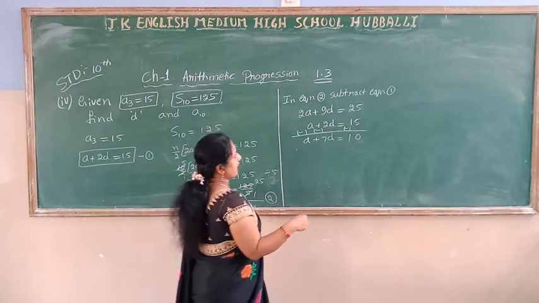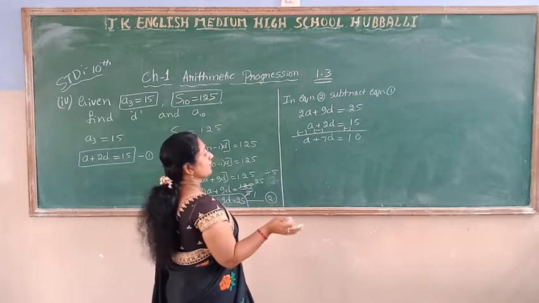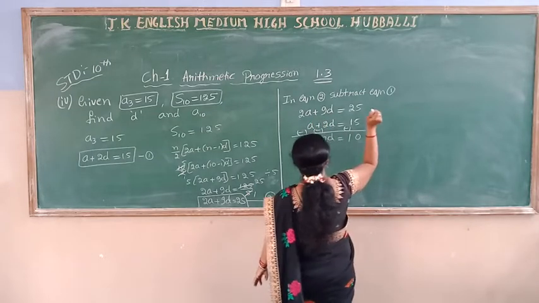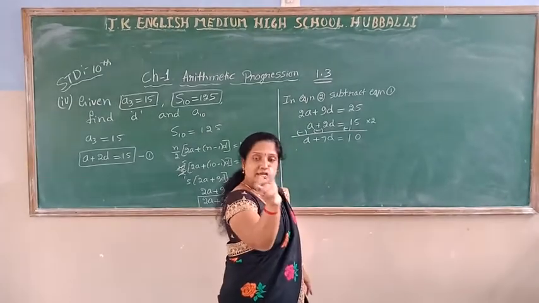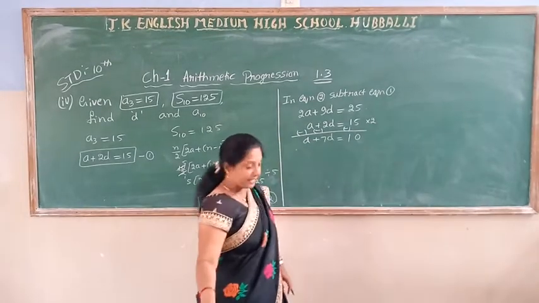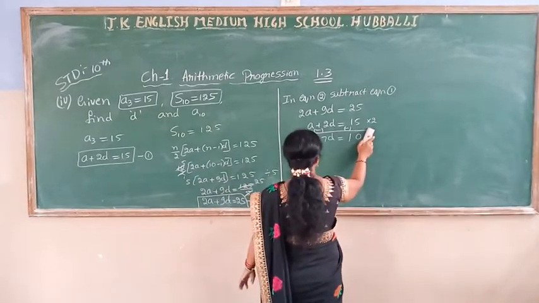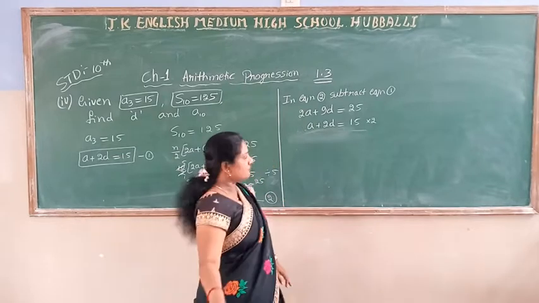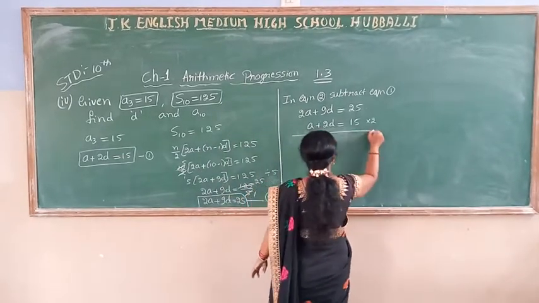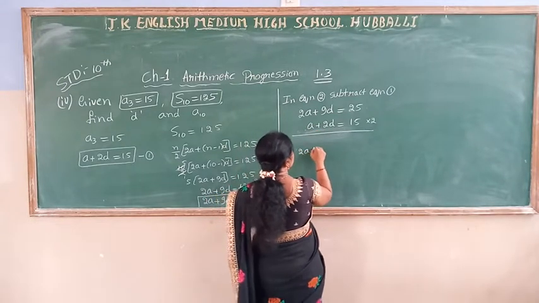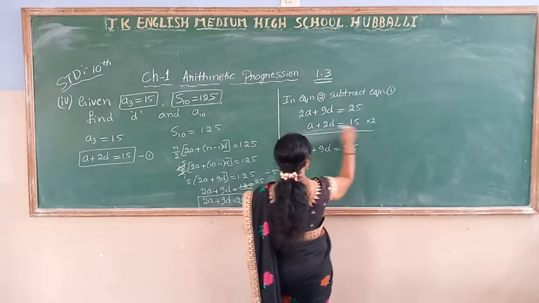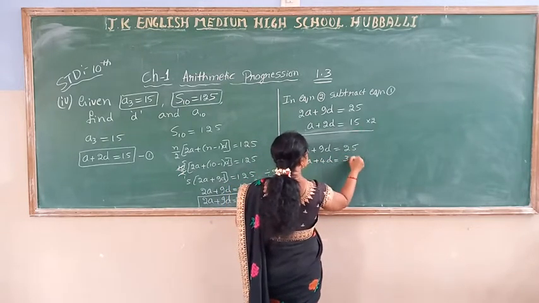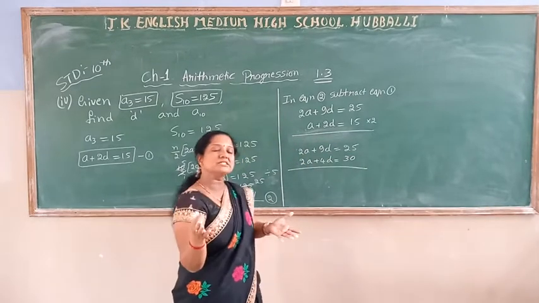I got it. Then I have to find the value of d. To cancel one variable, I can multiply this equation by 2, so that I eliminate one of the variables. Let me write it once again. When you are subtracting, you make the coefficients the same. So I write 2a plus 9d is equal to 25. If I multiply equation 1 by 2, it becomes 2a plus 4d is equal to 30. Because if we just add these, with two variables, we will not get the value of one variable.